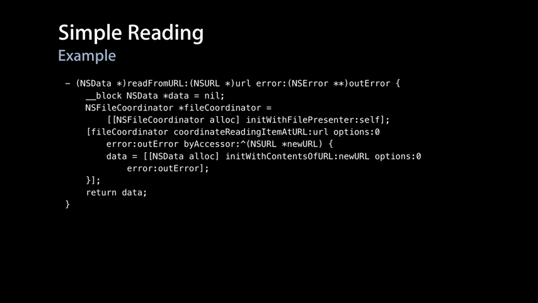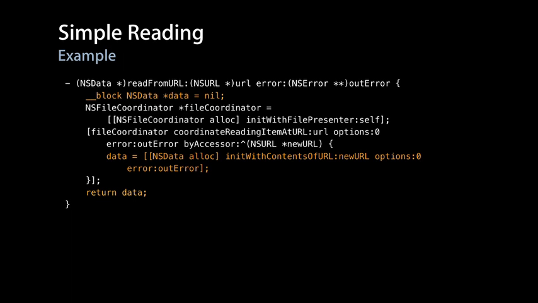So let's take a look at a simple example of reading a file. Here we've got a method called readFromURL:error:. Now the first thing we do is create a file coordinator. So NSFileCoordinator alloc init with file presenter, and we pass in self because we are the object that is trying to do this reading. Next, we simply call coordinate reading item at URL. We pass in the URL we want to read, and we pass in the block representing the reading that we want to be done. You'll notice this block takes that new URL parameter, and all we're doing is creating an NSData and initting it with the contents of that new URL. This is going to go ahead and load in that data, and then later we can simply return that data back out to our caller.